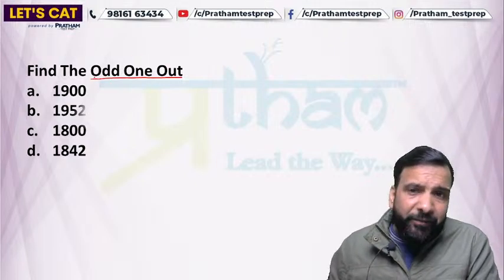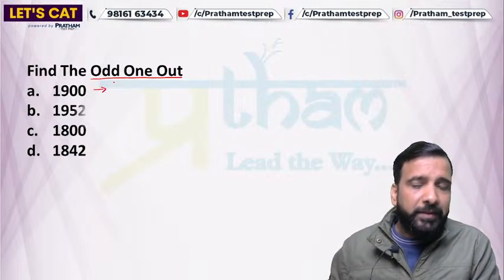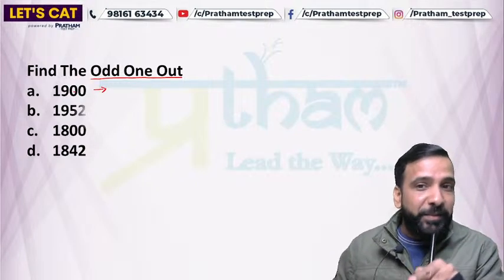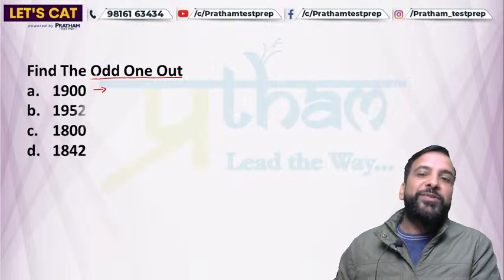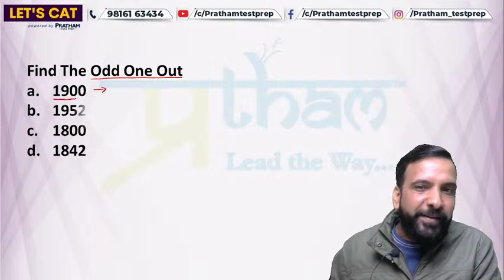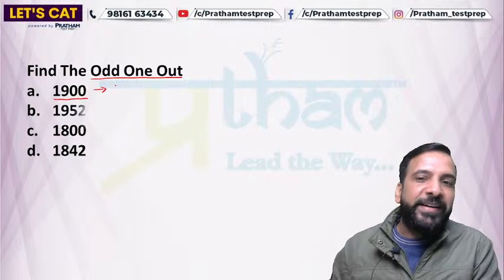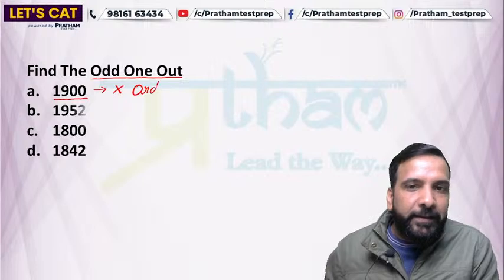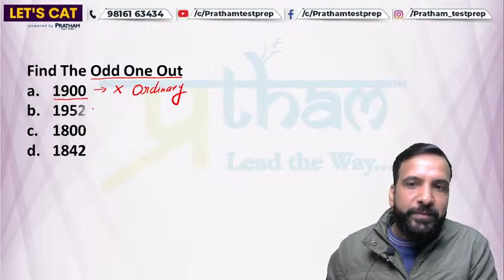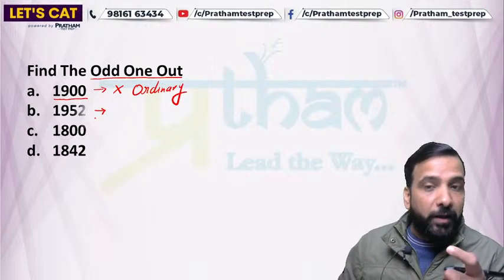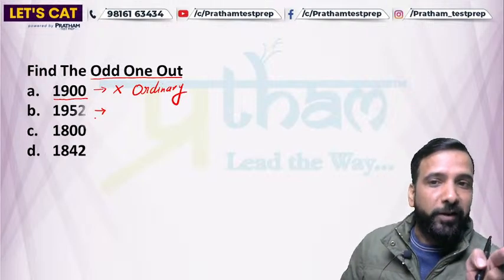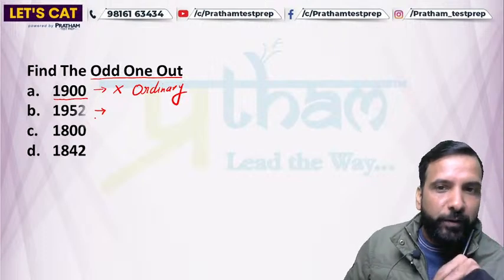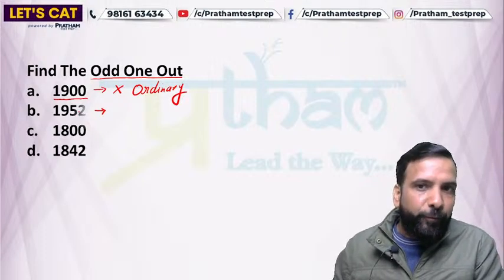So first for 1900, this is a century year, right? Now for any century to be leap, that must be divisible by 400, right? So now check whether 1900 is divisible by 400. Is it so? No, 1900 is not divisible by 400. So this is ordinary year, right? This is ordinary year. Now, same for 1952. This is a century year or non-century year? This is a non-century year. And non-century year, if divisible by 4, is leap year. Is it divisible by 4? Yes.